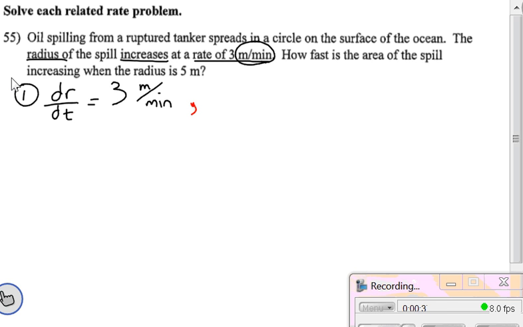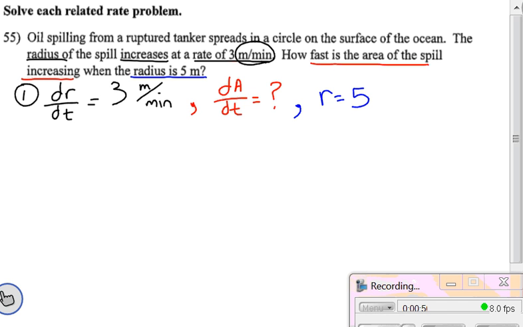Second thing, keep reading. How fast is the area increasing? That's dA over dt. That's a rate that we don't know. Question mark. Keep reading. When the radius is 5, when r is 5. So those are three things. If you just read the problem slowly and look at it, those are the three things that you are given or they're asking you to find.